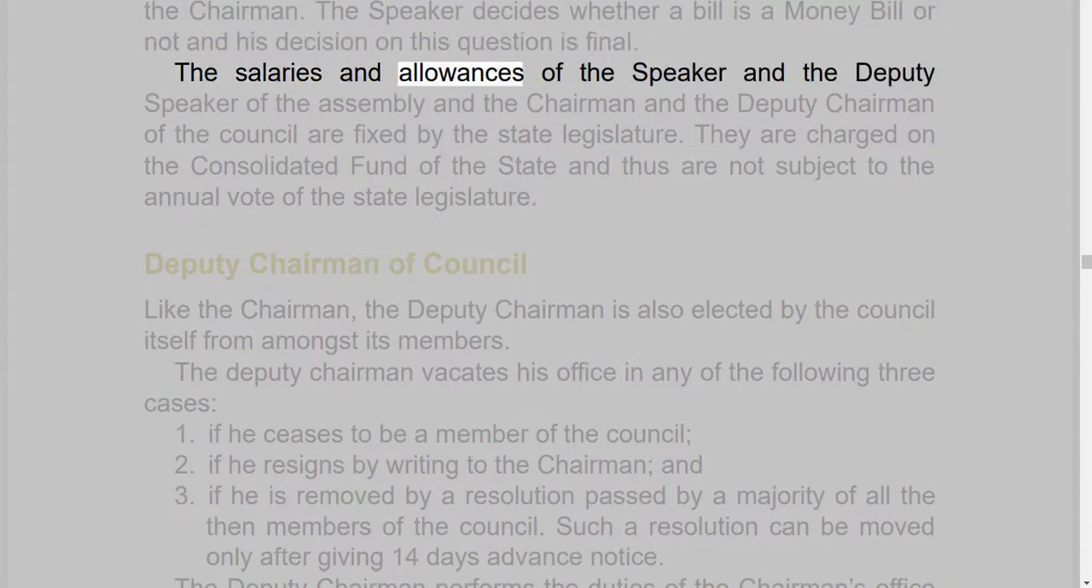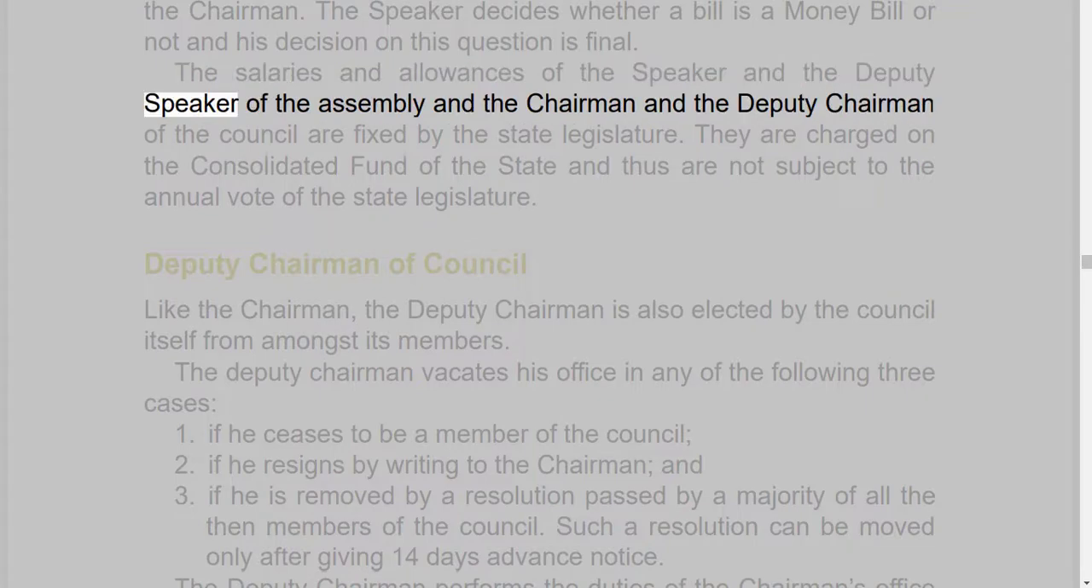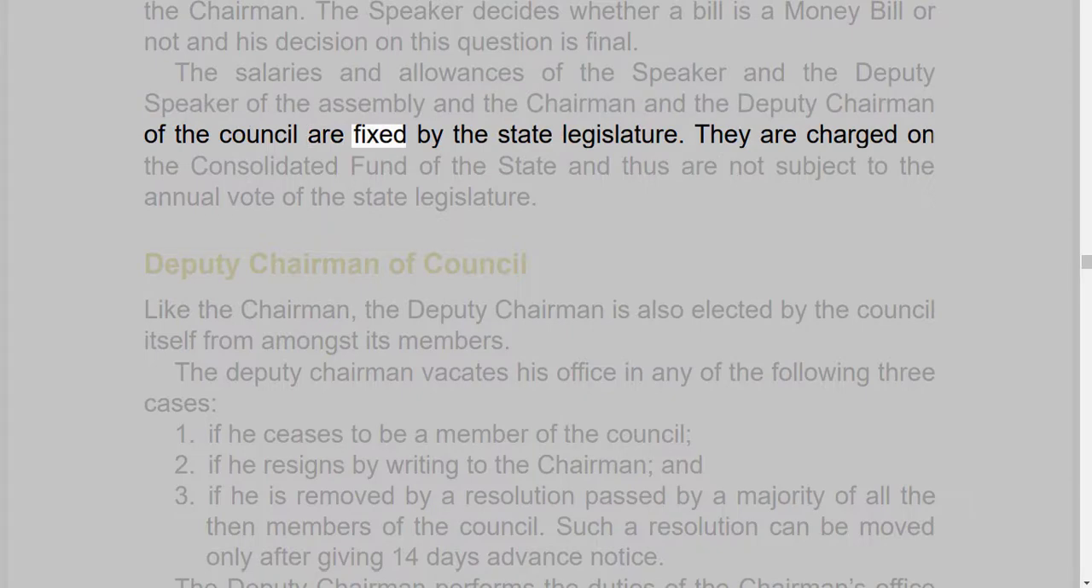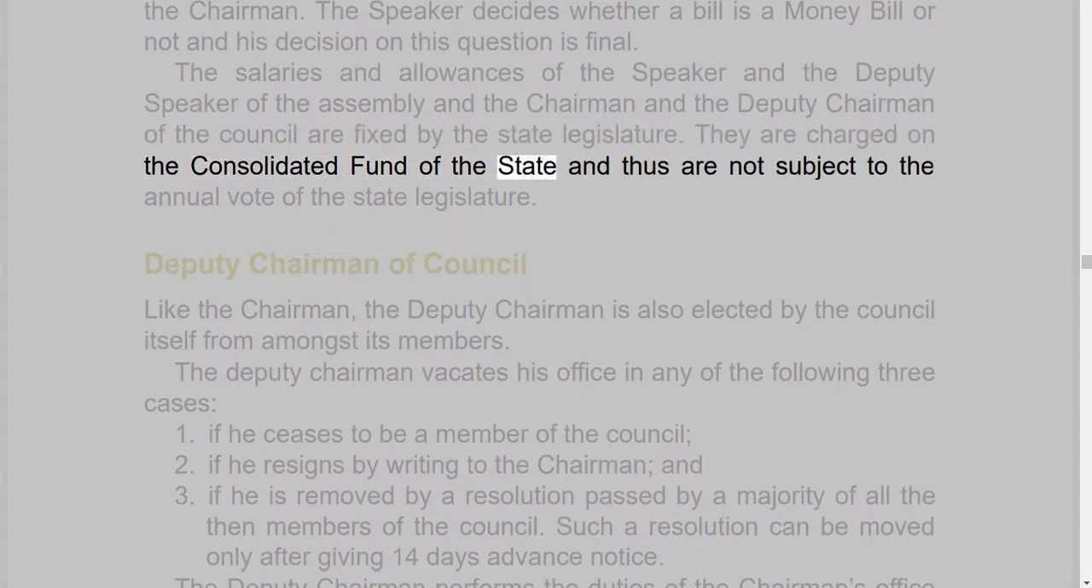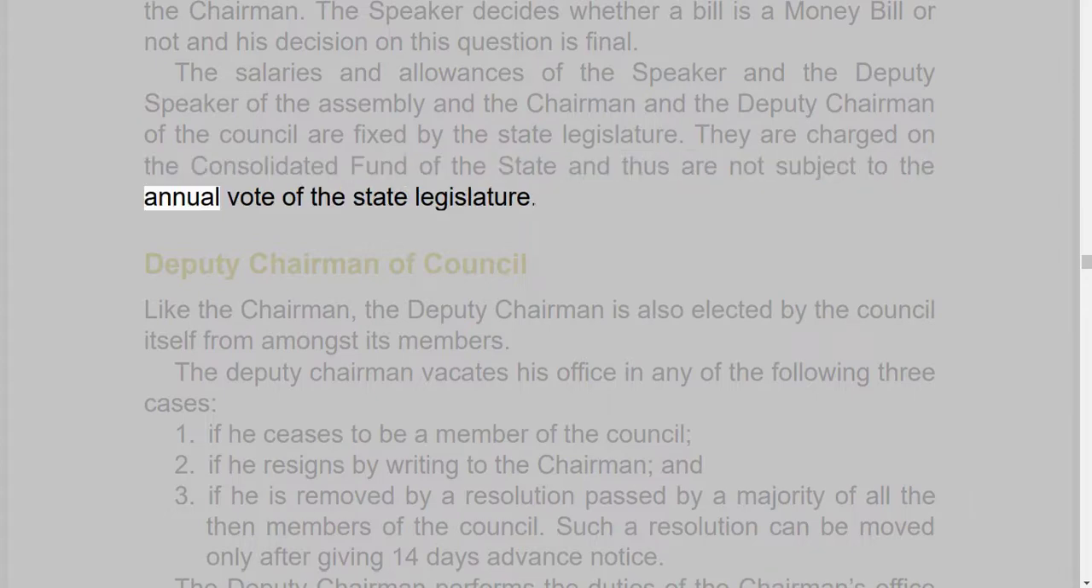The salaries and allowances of the Speaker and the Deputy Speaker of the Assembly, and the chairman and the deputy chairman of the council are fixed by the state legislature. They are charged on the consolidated fund of the state, and thus are not subject to the annual vote of the state legislature.